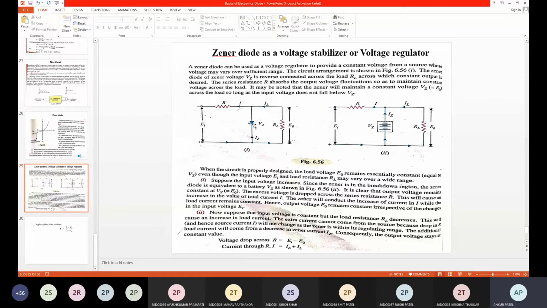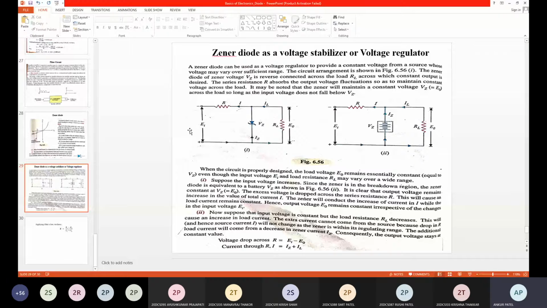Okay, so due to having this Vz equal to E0, we have this constant load current IL. But if any fluctuation is there, then we are making a drop across this series resistance R. So that is an increase in total current, due to varying this input voltage.